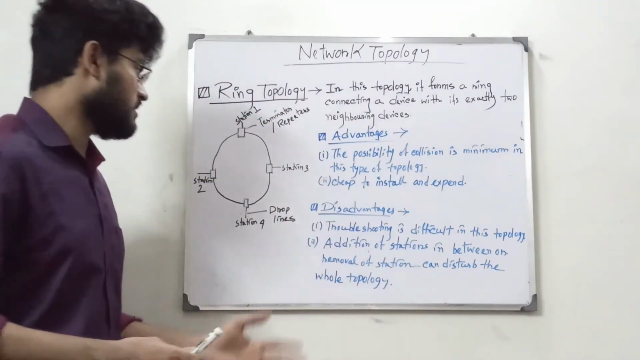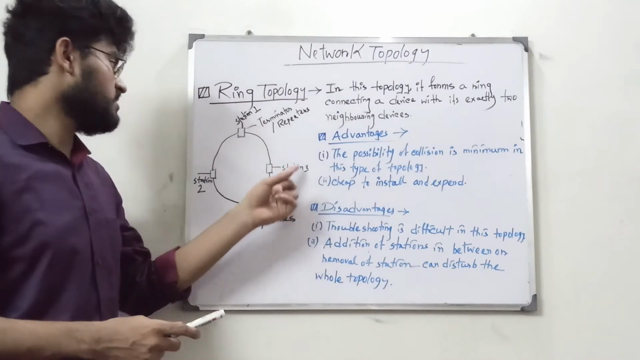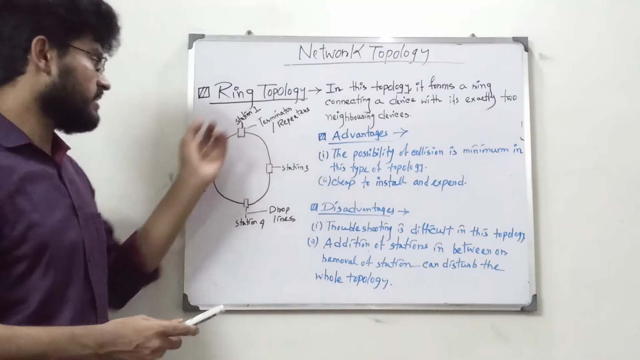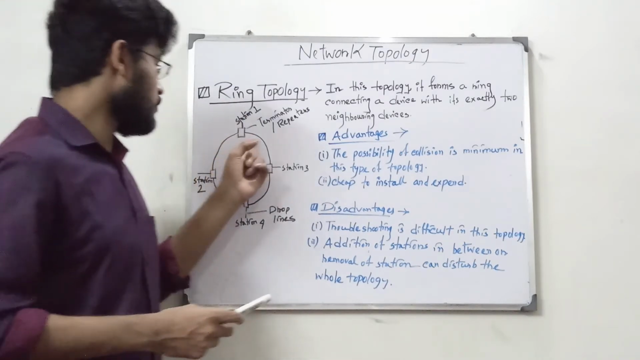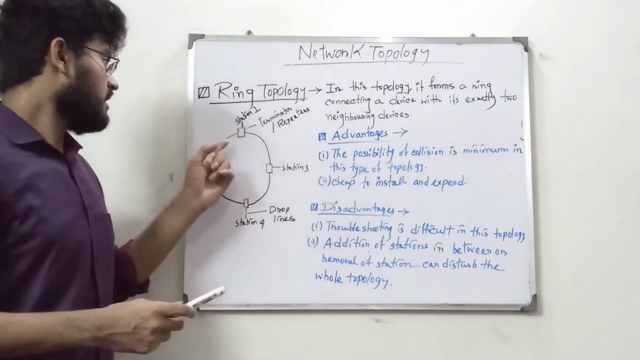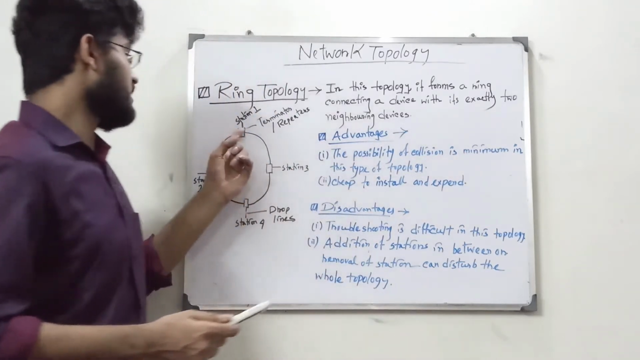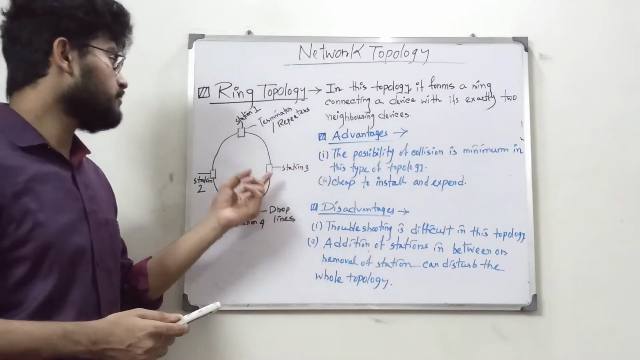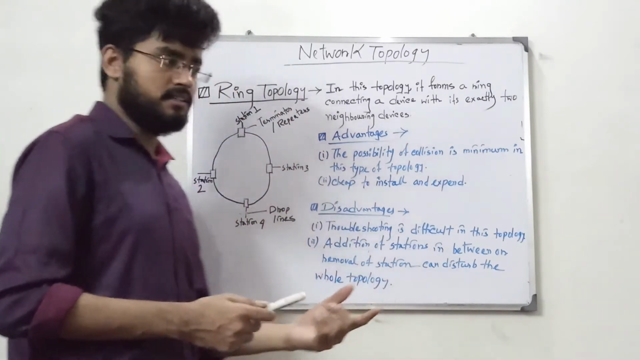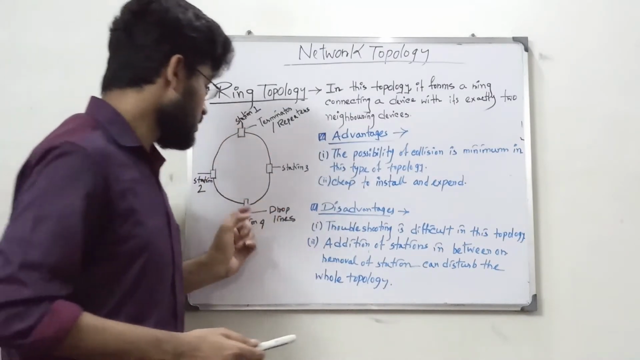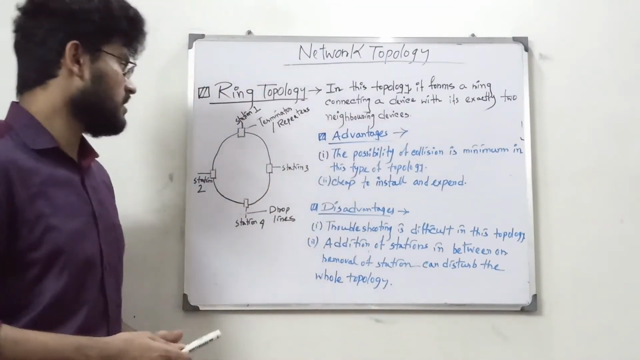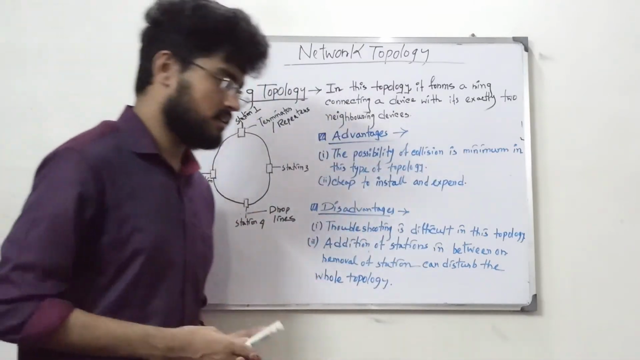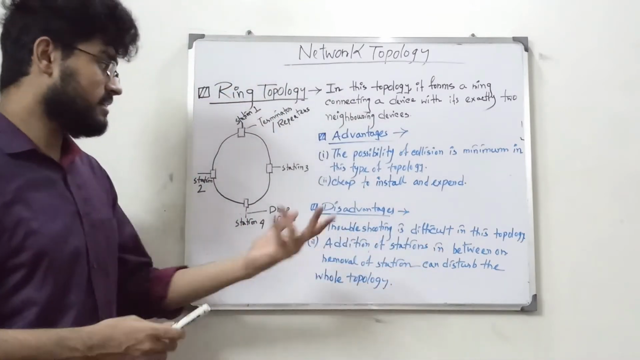There is another disadvantage. Suppose one station in between two stations malfunctions, so that affects the overall system. Suppose this station wants to send information to that station, so the information has to be sent through this channel and this channel. But in the middle this station is not working properly, so it cannot send the information from one station to the other. So if one station is not working, then the overall network system can malfunction. It can disturb the overall topology.